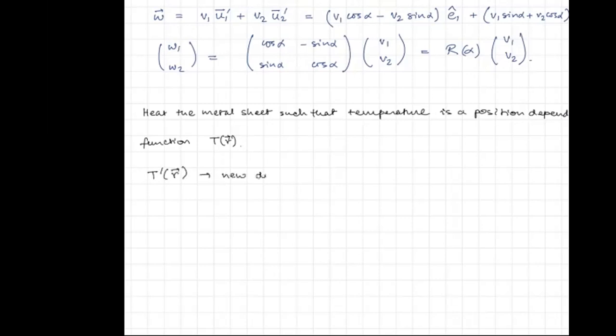A new function in the rotated sheet. The temperature distribution stays the same, but when we have rotated it, since the r's have changed, it's a different function of r. So now you have the following relation between T and T primed: T primed of r alpha of r is equal to T of r.